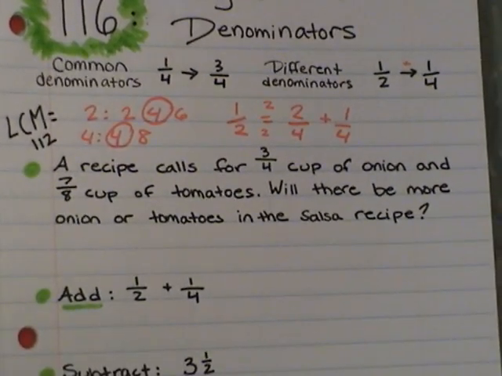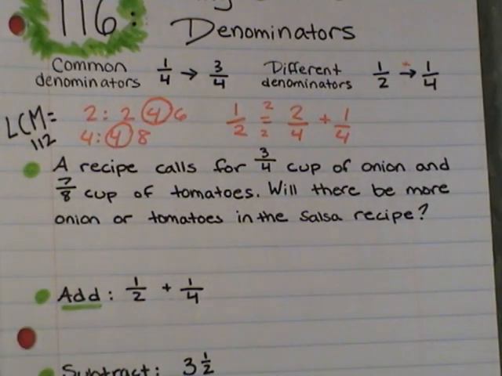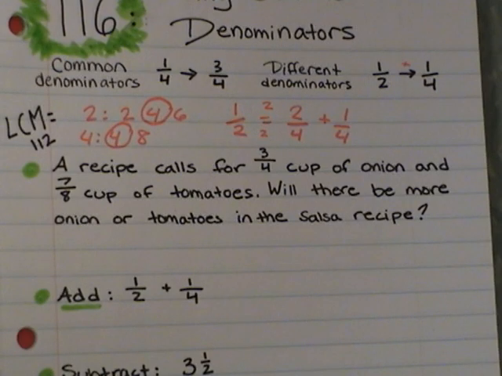A recipe calls for 3/4 cup of onion and 7/8 cup of tomatoes. Will there be more onion or tomatoes in the salsa recipe? So we're comparing. In order to compare our fractions, we have to make sure we have the same denominator. Then we can really see, well, 7/8 is bigger than, let's say, 3/8. But right now we're not really sure if 3/4 or 7/8 is bigger. So what we have to do is find a common denominator. You can use your least common multiple to help you.